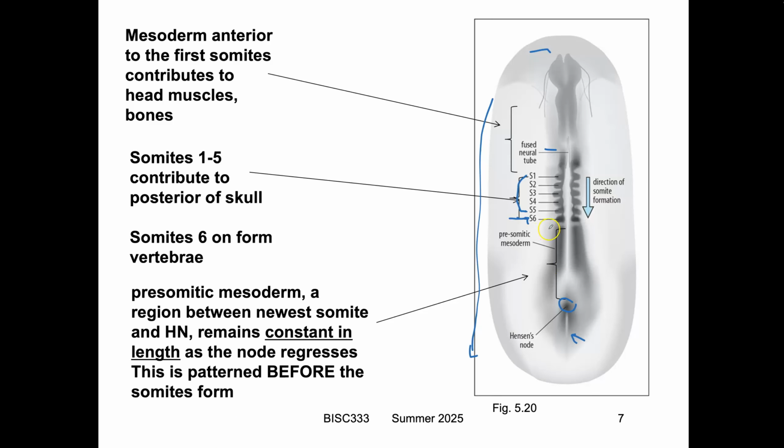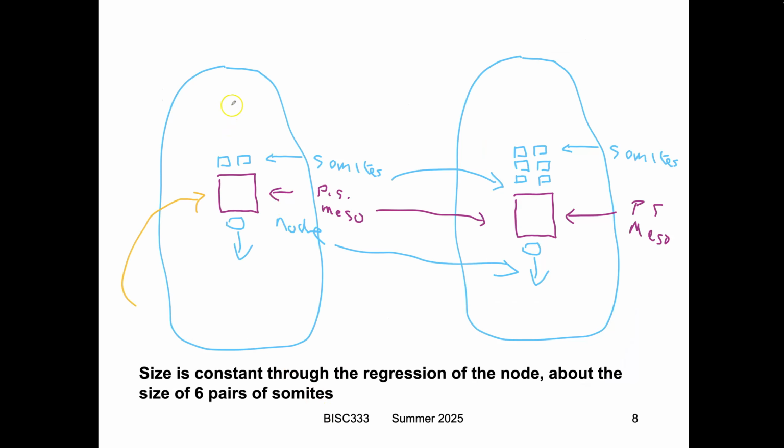And it turns out what's really interesting is this is called the pre-somitic mesoderm, and it's defined as the region between the most recently formed somite and the position of Hensen's node. And as this process proceeds, Hensen's node moves, a new somite pair is formed, but the region of the pre-somitic mesoderm remains constant. And I have a very ugly diagram which might help. So this is our embryo, and suppose this is where the node is.